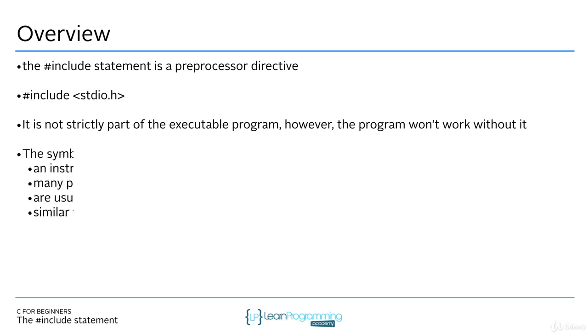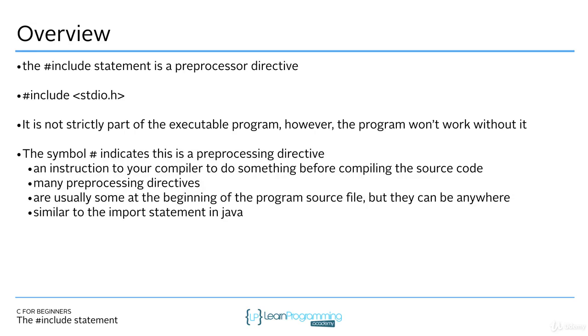So you need it. The pound symbol indicates that it's a preprocessing directive. We talked about that, which is an instruction to your compiler to do something before compiling the source code. There are many, many preprocessing directives, and we gave some examples in our preprocessing lecture. We talked about constants, defined statements, and if and else and so forth, different conditional preprocessing directives. But this is one of the most commonly used ones, the include. These directives can be anywhere in your source code, but they're usually at the top.